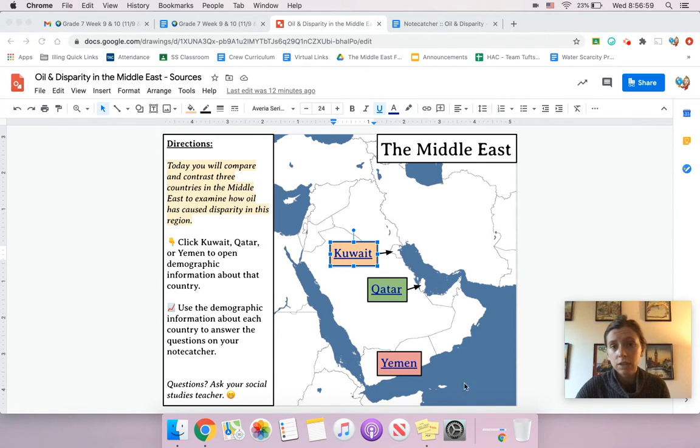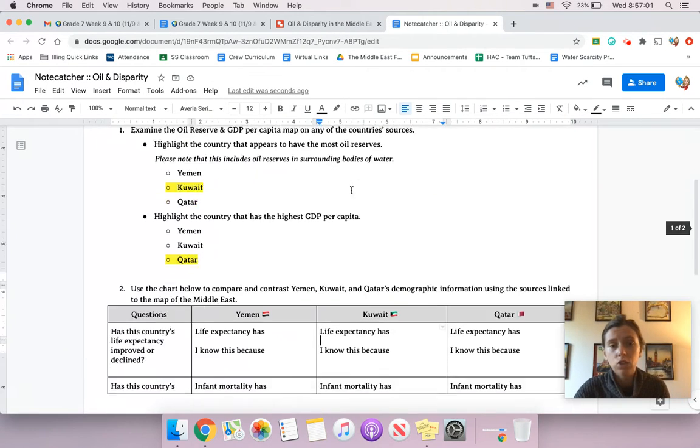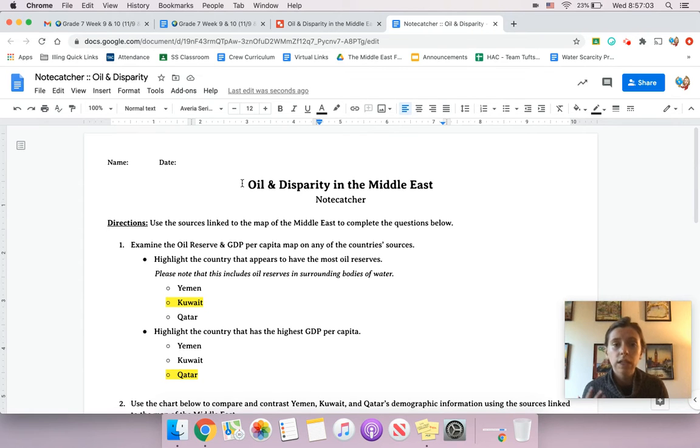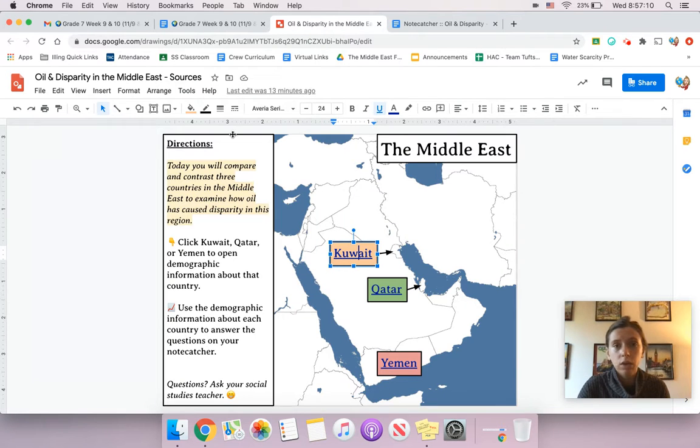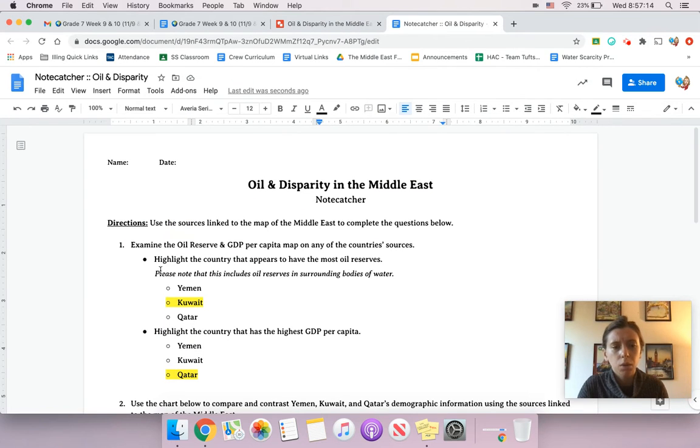So on Google Classroom, you also have a note catcher that looks like this. It's titled Oil and Disparity in the Middle East. Now, I'm going to show you how to start filling this out. In order to complete this note catcher, you need the information linked in this Google drawing. So let's look at question number 1, which I actually already did, but I'll walk you through how I got those answers.